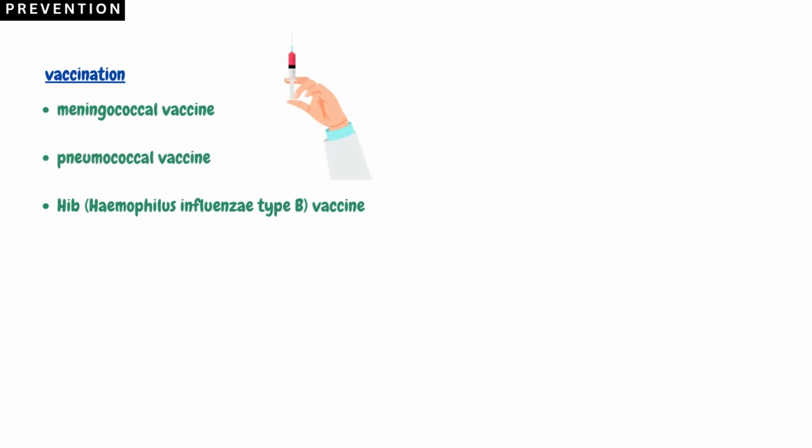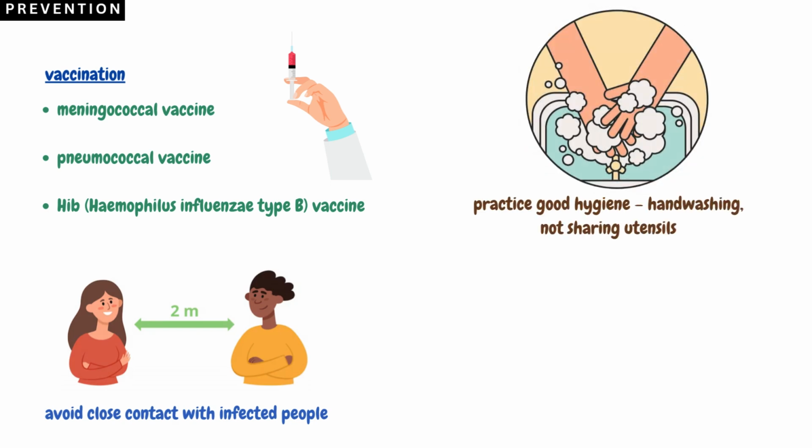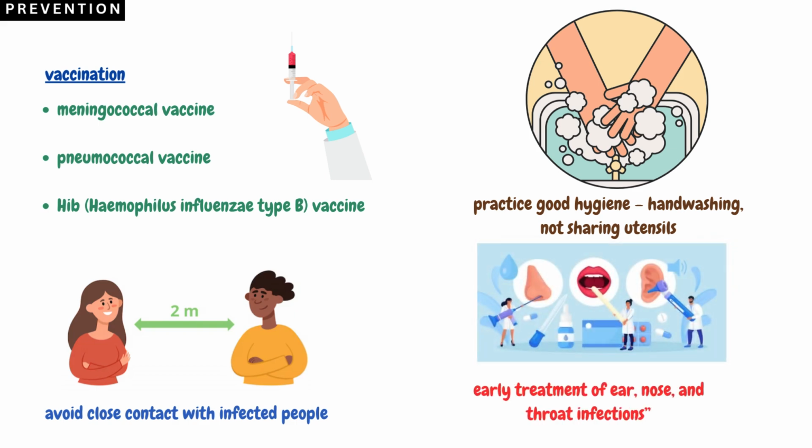Meningitis can often be prevented with proper measures. Vaccination is the most effective method. Important vaccines include meningococcal vaccine, pneumococcal vaccine, and Haemophilus influenzae type B vaccine. Avoid close contact with infected people. Practice good hand hygiene, hand washing, and not sharing utensils. Early treatment of ear, nose, and throat infections.